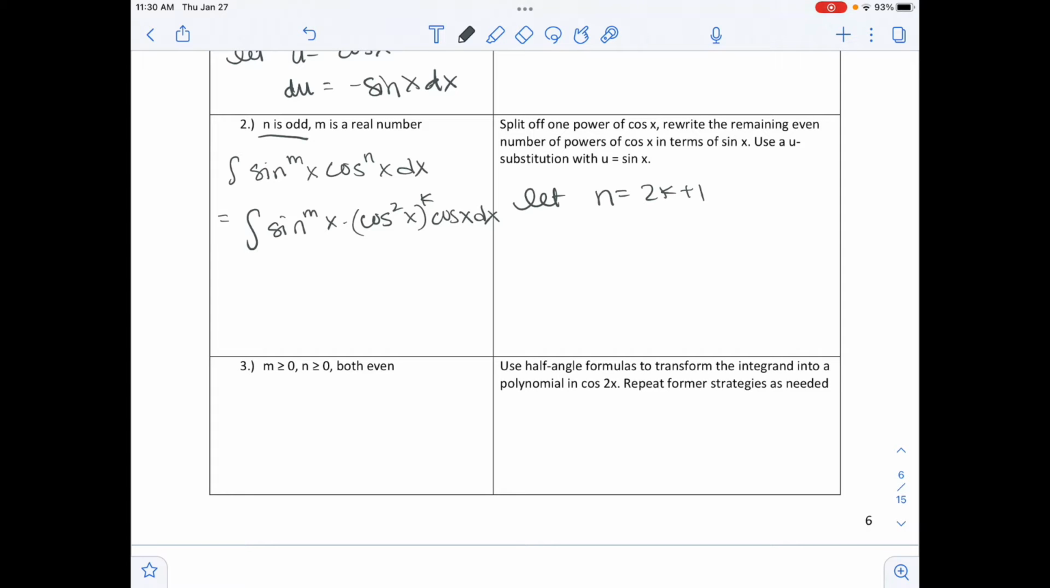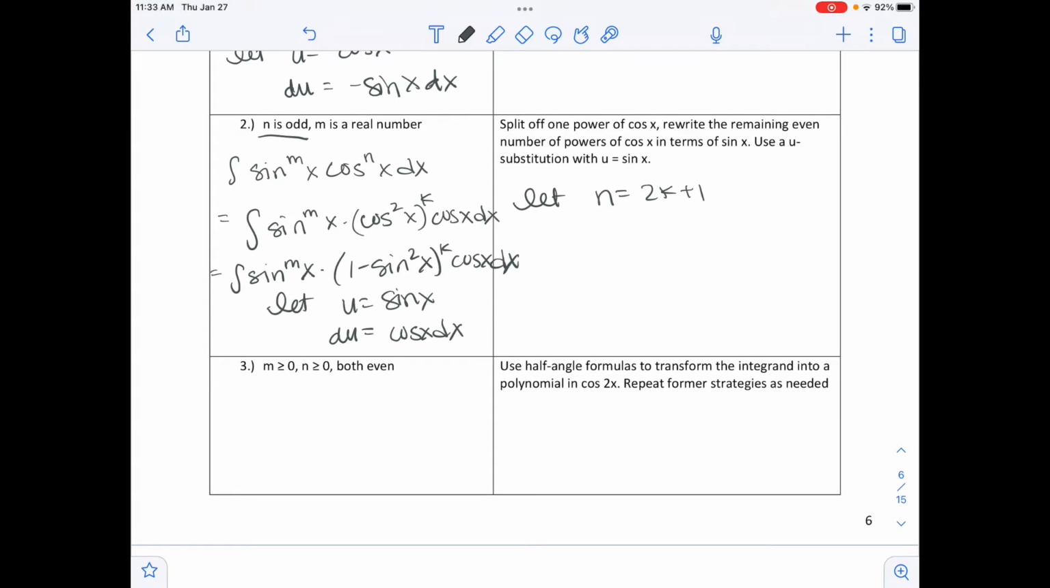And so from here I'm going to use my Pythagorean identity and rewrite this. We have sine m of x times, and then we have cosine squared, which is the same thing as 1 minus sine squared x to the k times cosine of x dx. And we would let u equal sine x, and du equal cosine of x dx.